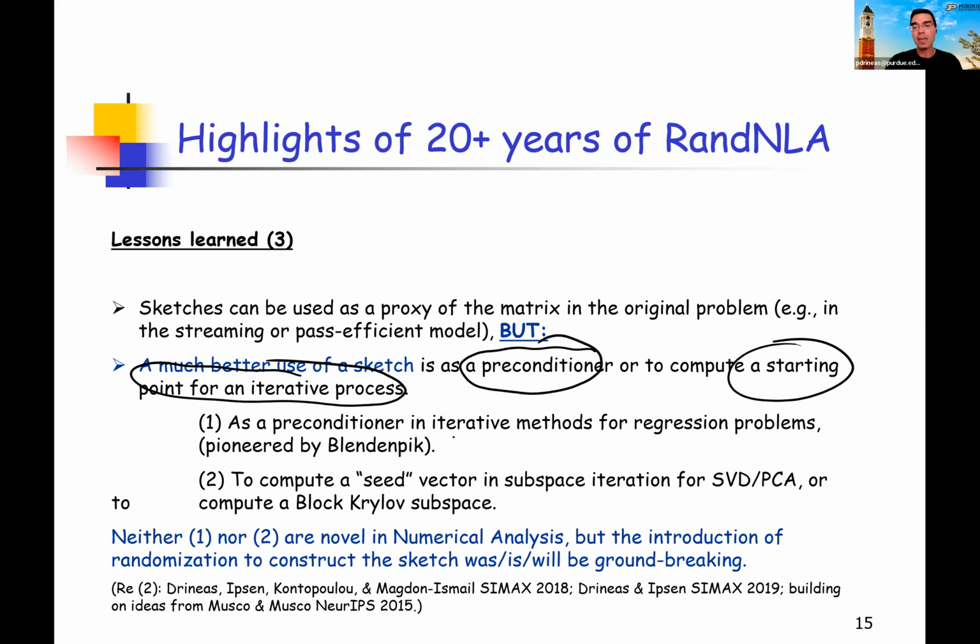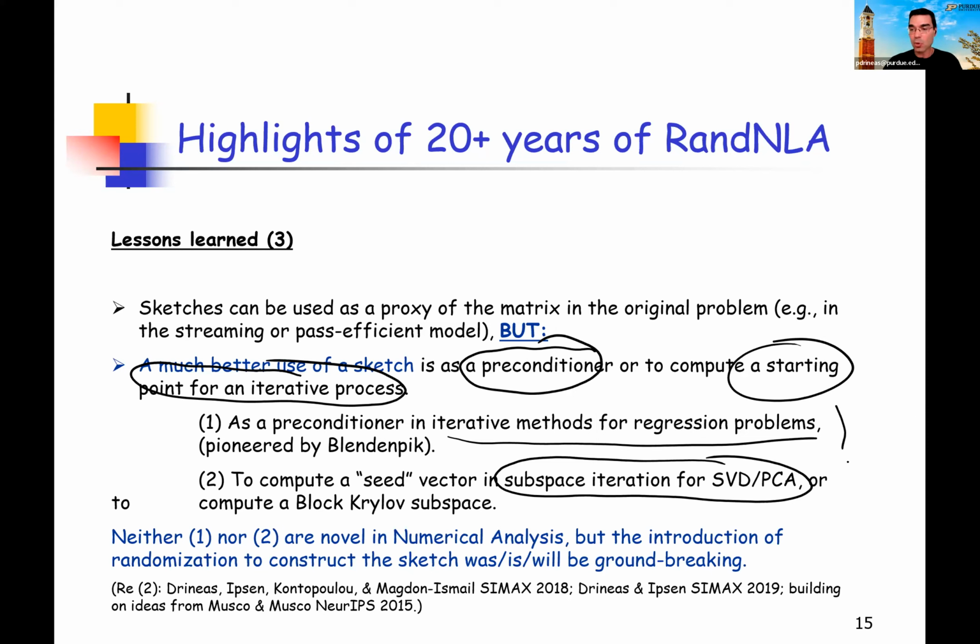Specific examples: iterative methods for regression problems using the sketch as a preconditioner. This was done by Haim Avron and Sivan Toledo about 10, 12 years ago at this point. The Blendenpik solver, and there have been many, many solvers inspired by that. It's even part of MATLAB. Or to compute a seed vector, perhaps in subspace iteration to approximate singular vectors and singular values of a matrix, or to compute a block Krylov subspace.